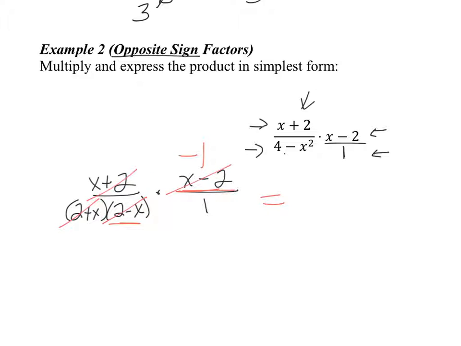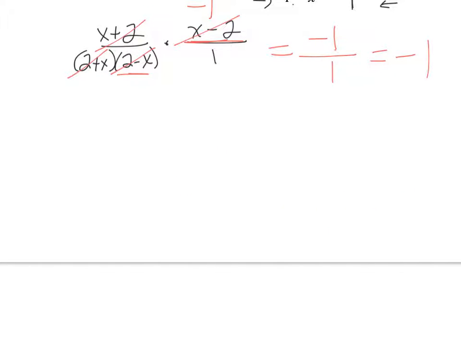What's left on the top? Nothing but a negative 1. And what's left on the bottom? Just a 1. So there we go. Awesome. That's it for that.